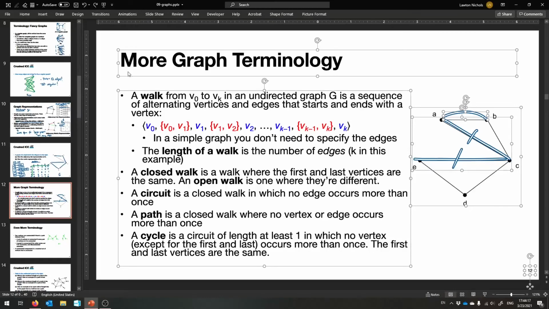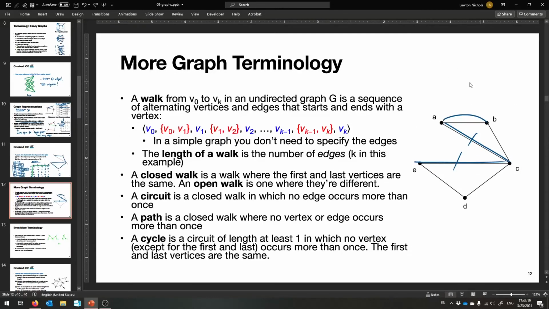You can traverse the same place in a walk. Okay, walks, that's okay. You can go from C to D to E and do it again. That's still a walk. You're covering 6 edges in that case. But if you don't want to retrace your steps, you can use the concept of a circuit. It's a closed walk where you don't overlap. No edge occurs more than once. Hopefully that makes some sense.